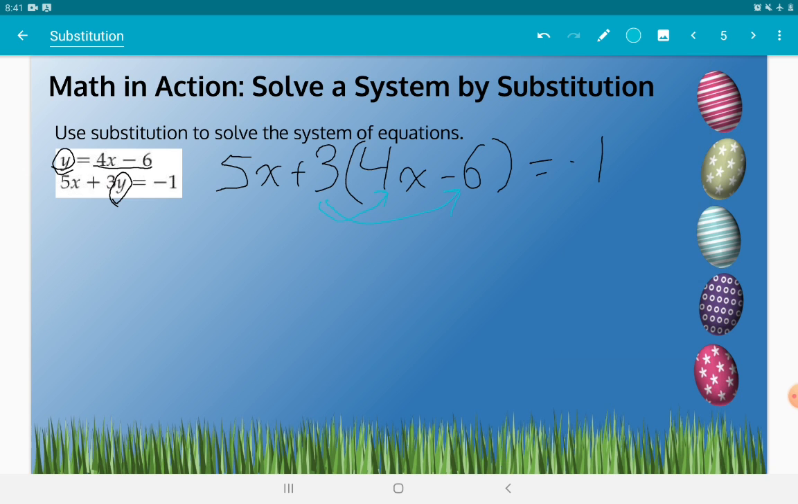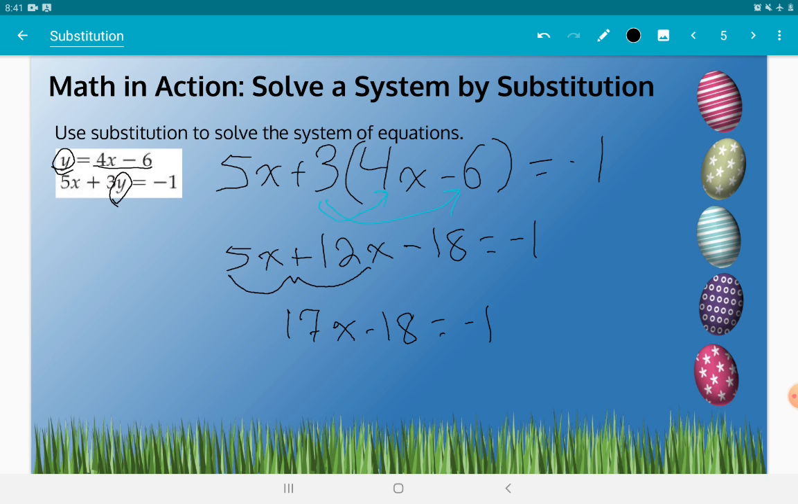Distributive property. If we have these parentheses, we immediately want to go to distributive property. So I'm just going to rewrite this as 5x plus, and then you see 3 times 4 is 12x. 3 times negative 6 is negative 18, which equals negative 1. Then we have 5x plus 12x, which are on the same side. So that'll become 17x minus 18, which equals negative 1.